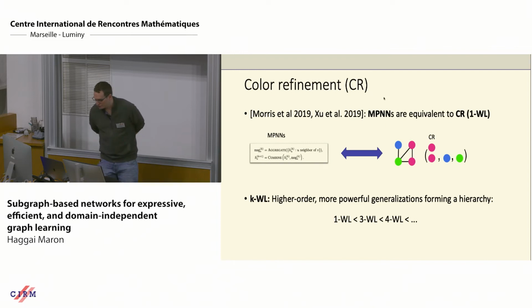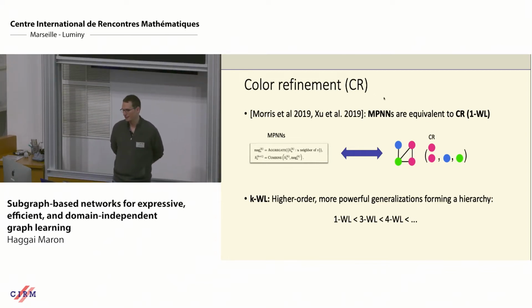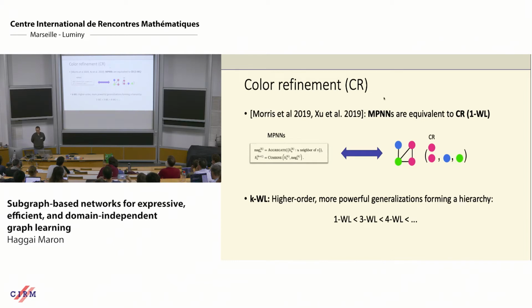And two incredibly interesting papers from 3 years ago have shown that message passing neural networks and color refinement have exactly the same separation power. And I think this shouldn't be a surprise because the update equation of the message passing neural networks is basically very similar to what the color refinement algorithm does.